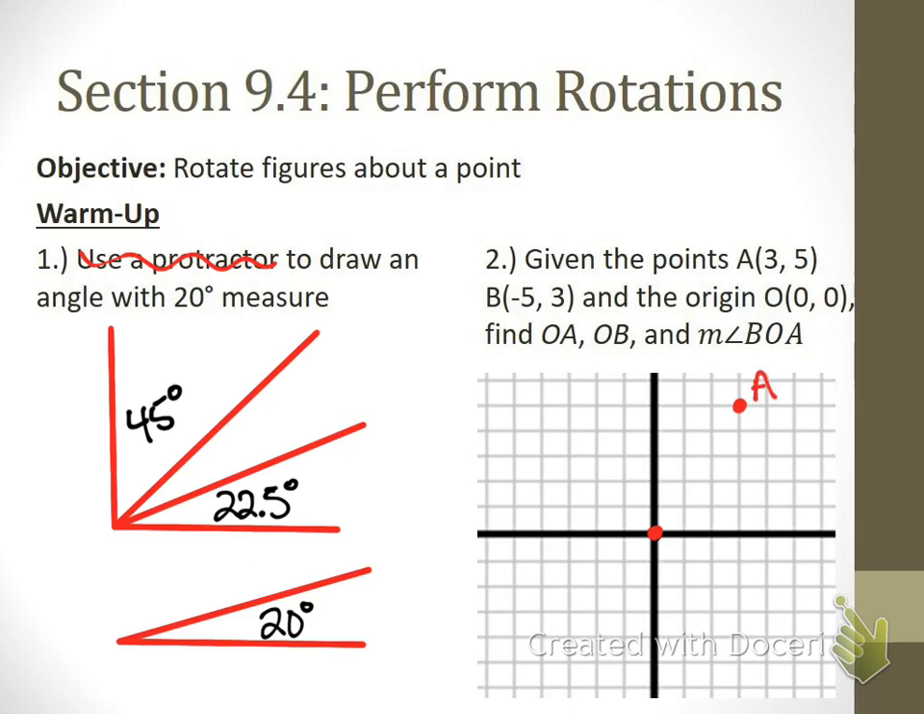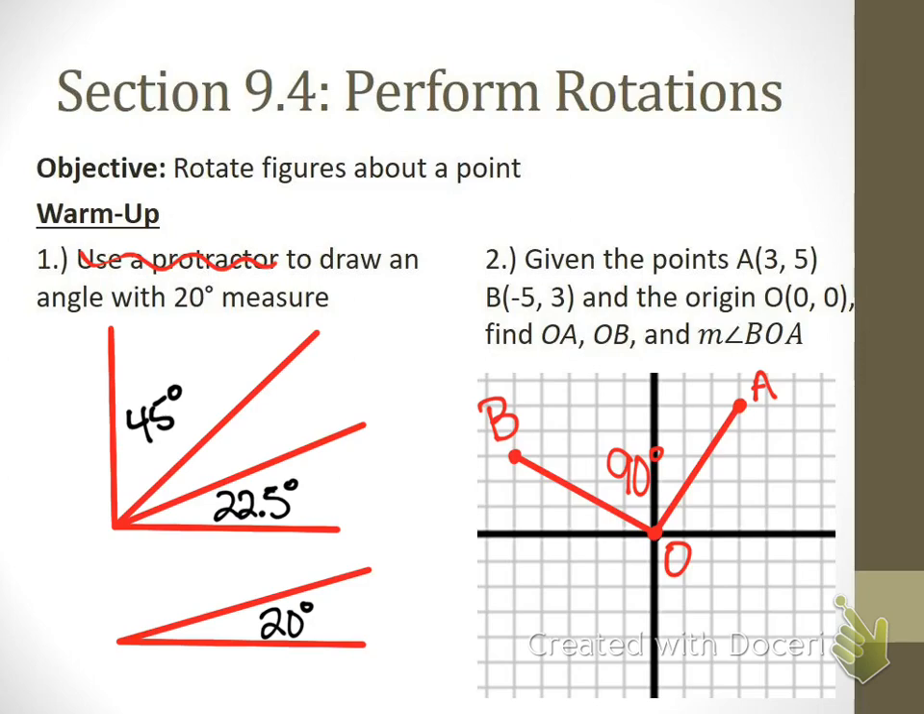And B. How am I getting there? To the left 5. 1, 2, 3, 4, 5. Then 1, 2, 3. Good. Okay, they ask us to find the measurements of OA and OB and the measurement of that angle. Well, by looking at that angle, what do you think it is? Right. That's a right angle, so it's going to be 90 degrees. How are we going to find our length of OA and OB?